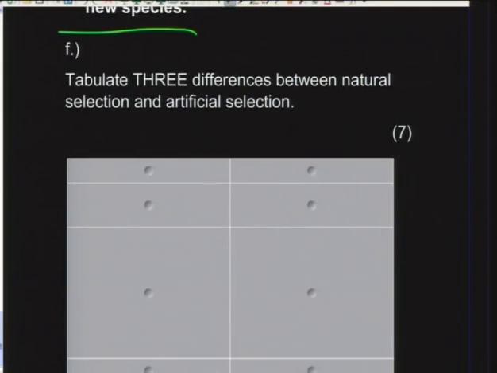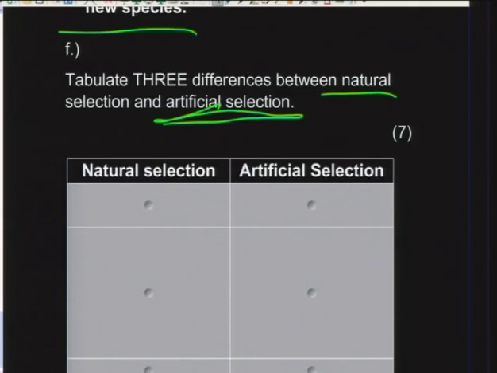And the next question says, tabulate 3 differences between natural selection and artificial selection. We want to know the differences between them. Remember, they said tabulate. Look at the mark allocation, 7. So tabulate, you need 1 for the table. So you must draw a table. And your headings are natural selection and artificial selection.